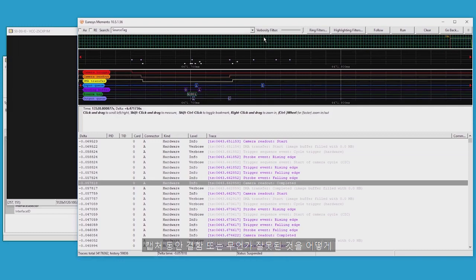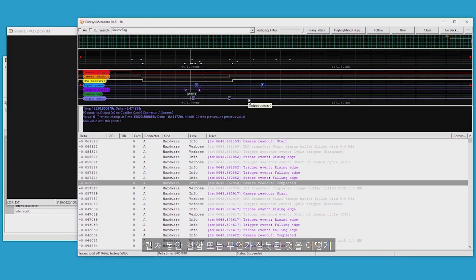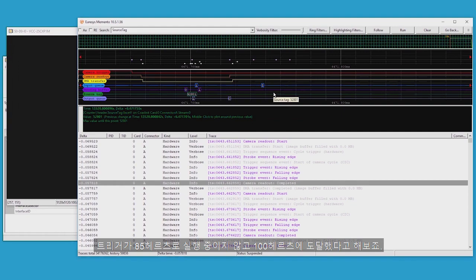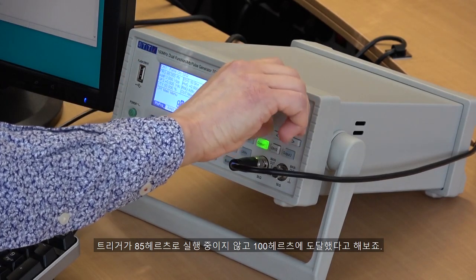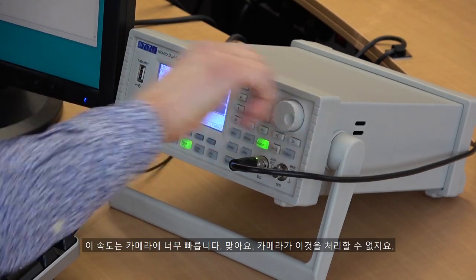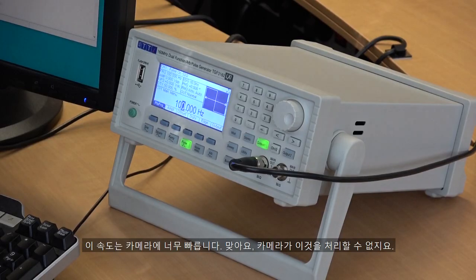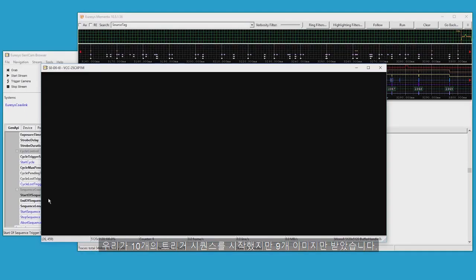Can you show us how to detect a defect, for example, something that goes wrong during the acquisition? Yes, okay. So let's say, for example, instead of running at 85 Hz, triggers arrive at 100 Hz, which will be too fast for the camera. The camera cannot handle that. We started a sequence of 10 triggers, but we only received 9 images. Let's look at Memento to try to understand why.